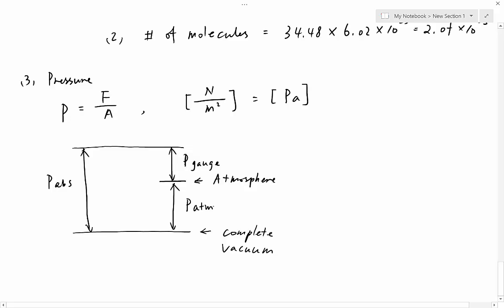ATM meaning atmosphere. So now can you find the relation between the three pressures? The absolute pressure is equal to gauge pressure plus pressure of the atmosphere. How do you understand this? We can use one analogy. You can think of the complete vacuum, the bottom line, as the ground floor, and think of the atmosphere, the second line, as the second floor.